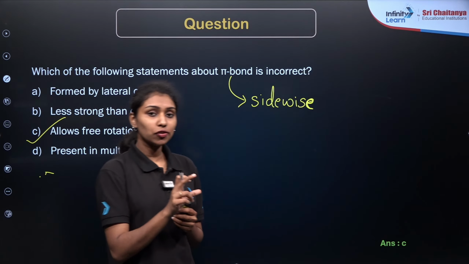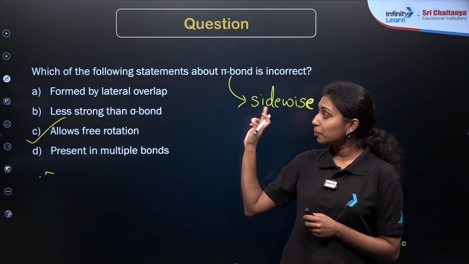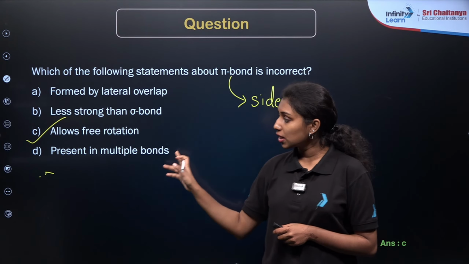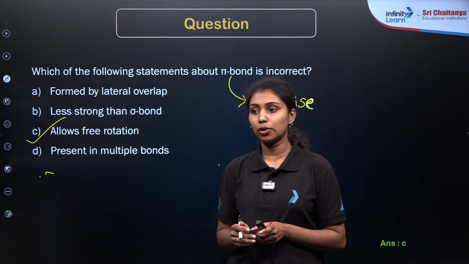The extent of overlapping will be minimum in the case of pi bond, but maximum in the case of sigma bond. So the pi bond will be weaker than the sigma bond. So all other three options are correct regarding the pi bond. Option C will be the incorrect one regarding the pi bond formation over here.